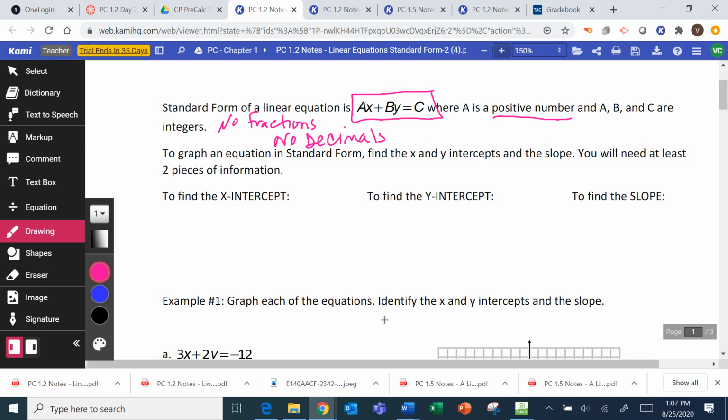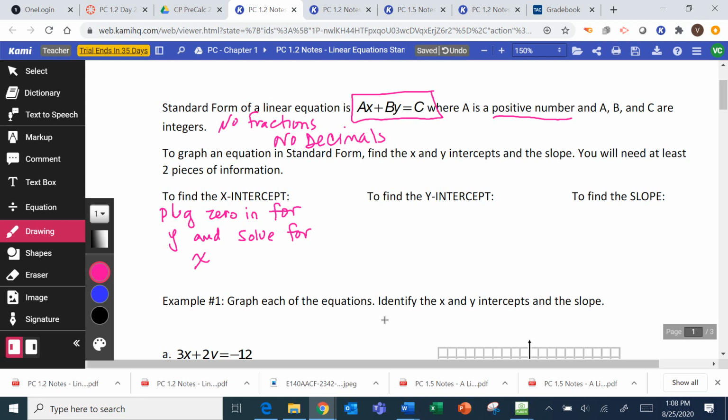Always in math, forever and ever, it doesn't matter what kind of equation it is. To find the x-intercept, you plug 0 in for y and solve for x. That is the rule for every single equation forever and ever in math. If you need the x-intercept, that's how you do it.